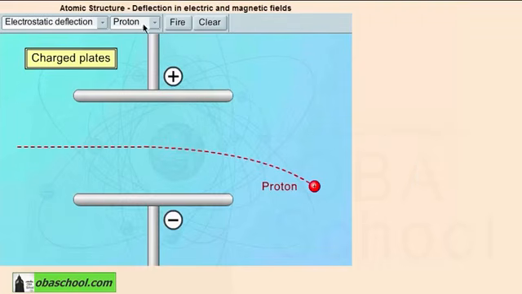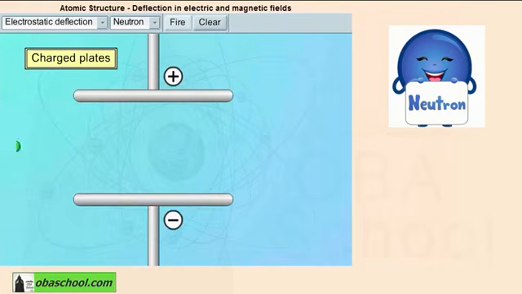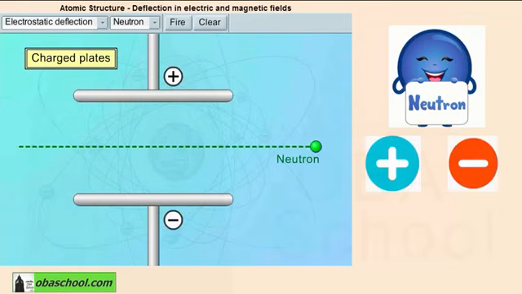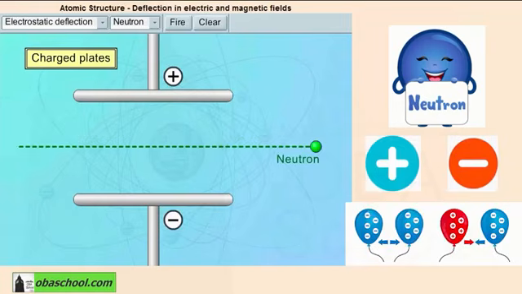Now let's fire a neutron. As you can notice, it moved in a one-way direction, and it did not show any deviation towards the charged plates, since it does not hold any charge. We only have two possibilities, either plus or minus. And this proves that it doesn't hold any charge.